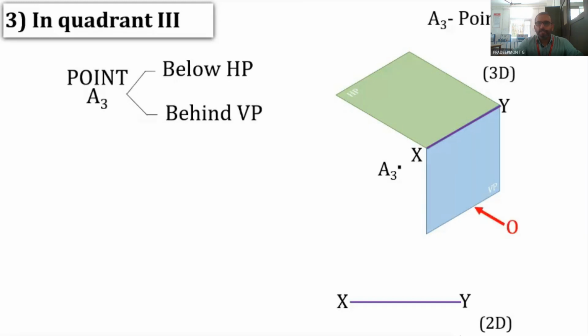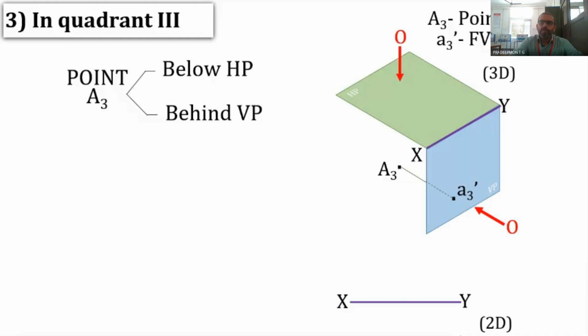Now the observer is looking from in front of the VP, so the VP is in between the observer and A3 in the case of third angle projection. The vertical plane is in between the observer and the point. So the assumed ray of light starting from A3 is traveling to O, and this ray of light is perpendicular to the VP. So A3 dash is obtained. A3 dash is the front view.